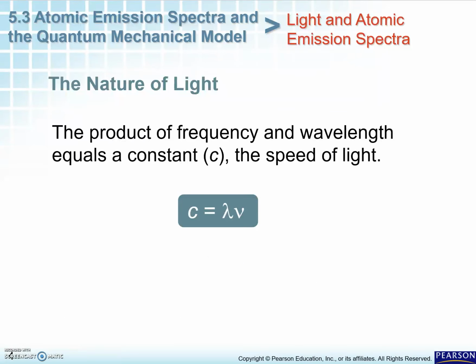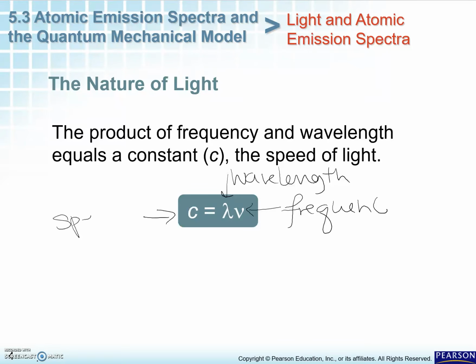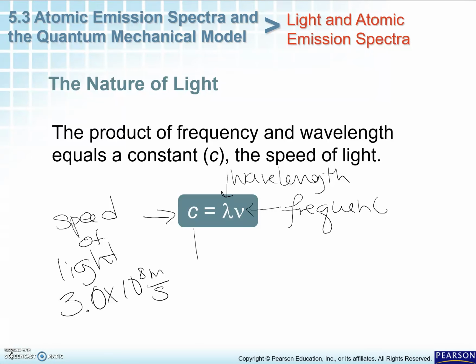Whenever we have both the frequency, which again is in this Greek letter called nu, and our wavelength, they are related. If you were to multiply them, you would actually get the speed of light. And the speed of light is 3.0 times 10 to the 8th meters per second. So this number never changes.